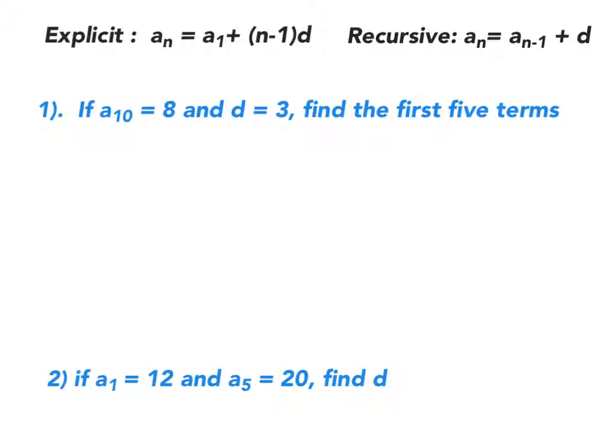So question 1 says, if a sub 10 equals 8, and the difference is 3, find the first 5 terms. So here's where this formula is useful.